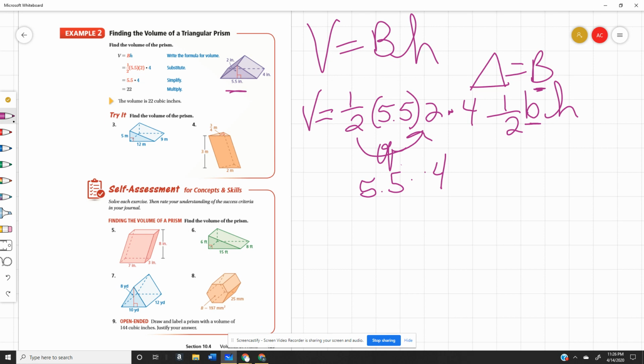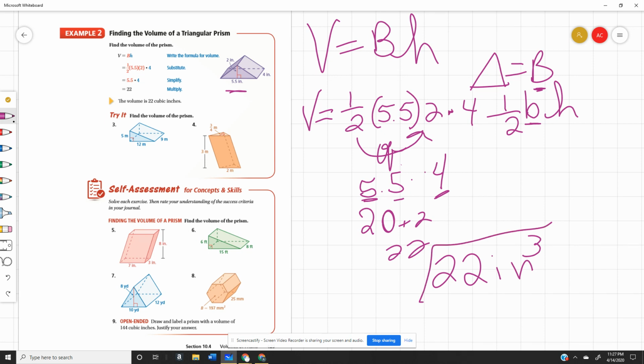Okay, so 5 times 4 is 20. 1/2 of 5 is 2. 1/2 of 4 is 2. So that's going to be 22. So for this first one, for this one right here, we're going to end up with a volume of 22 inches cubed or cubic inches. Okay?